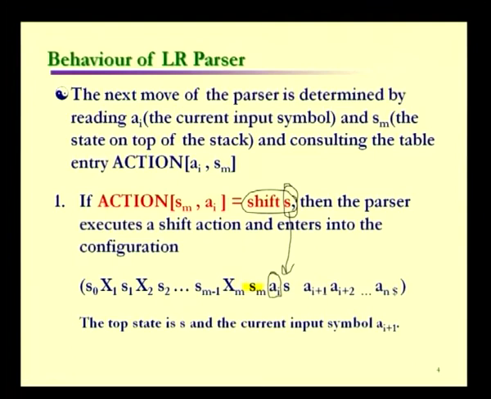So the new configuration has s on top of the stack and the current input symbol is ai plus 1. This is what happens in the shift action. We take the current input symbol and push it onto the top of the stack, and the shift entry in the LR parsing table is always accompanied by a number, which is the state number. That state number is also moved onto the top of the stack, so that the grammar symbol most recently pushed onto the stack is bounded by a pair of states.